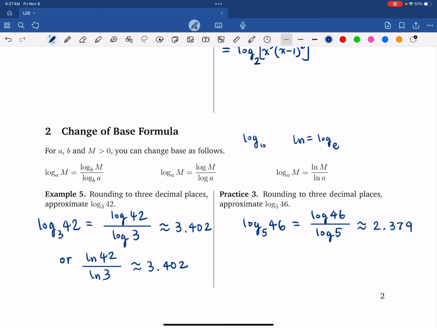2.379. And of course, if you change it to natural log, it's going to be ln of 46 over ln of 5. And that will also give you approximately 2.379. And that's this handout.